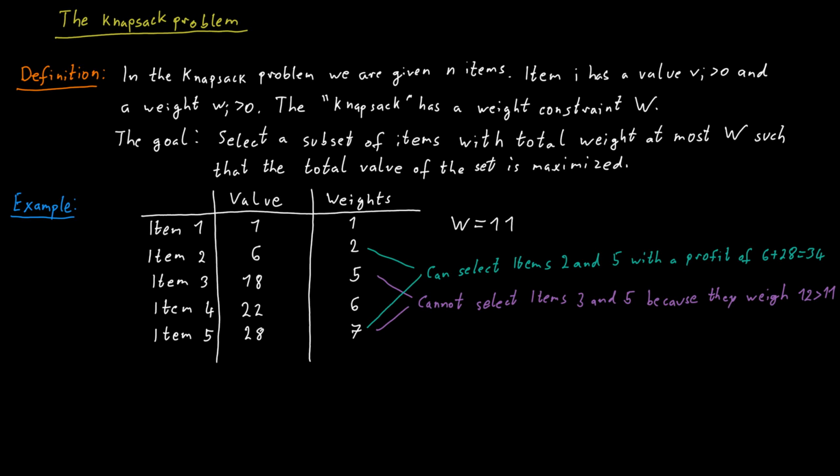We could, however, fit, say, item 2 and item 5, because together they weigh only 9, so they would fit into the knapsack without any problems, and they would give us a total profit of 6 plus 28, so 34 in total. But we can do even better. For example, we could pick item number 3 and item number 4. Together their weight is 11, which just about fits into the knapsack, and the total profit we would get is 18 plus 22, so the profit is 40. Much better than the 34 we had before. And in fact, I think packing item 3 and item 4 in this example is the optimal solution.